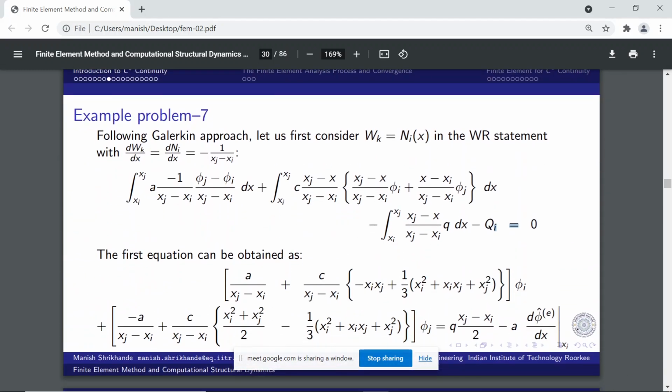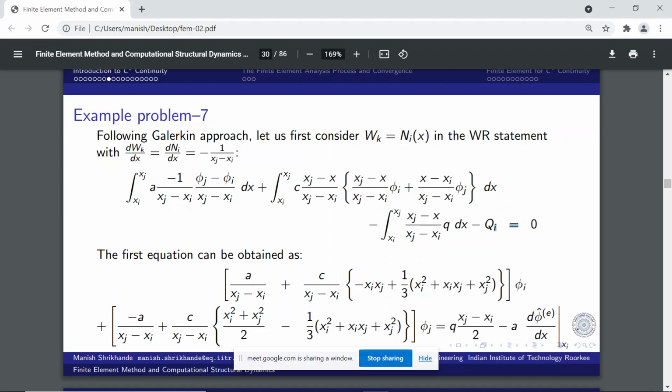So following the Galerkin approach, let us first consider Wk equal to Ni(x) in the weighted residual statement. So dw/dx is equal to dNi/dx, and that is equal to, I mean, (x minus xj) was the numerator, so the derivative would be minus 1 over (xj minus xi). We substitute that dw/dx in the weak form of the weighted residual statement, and we have this expression.